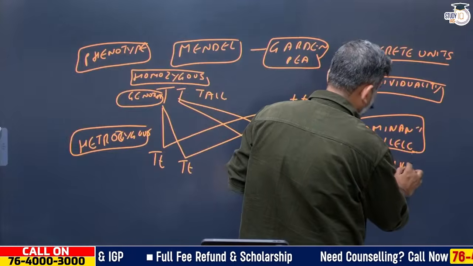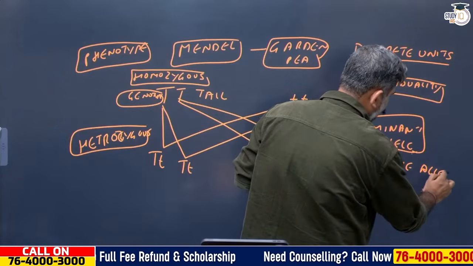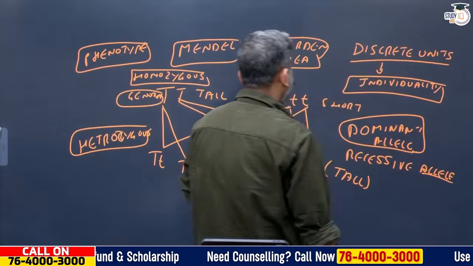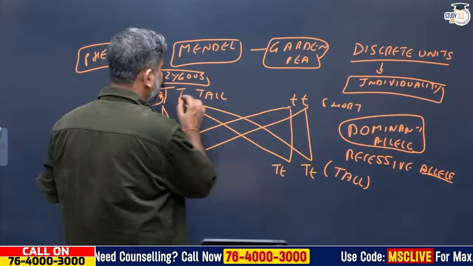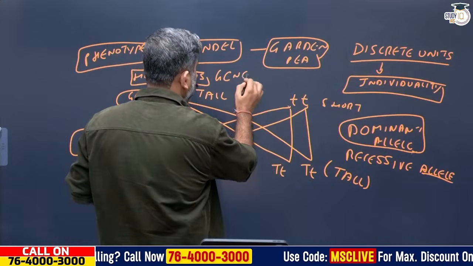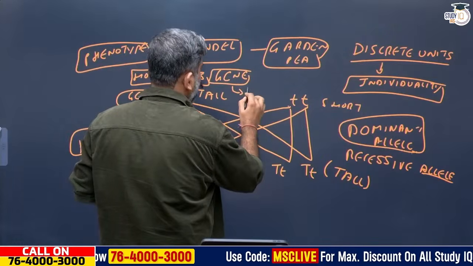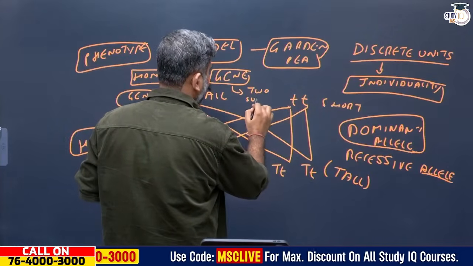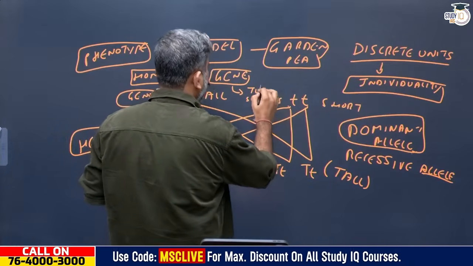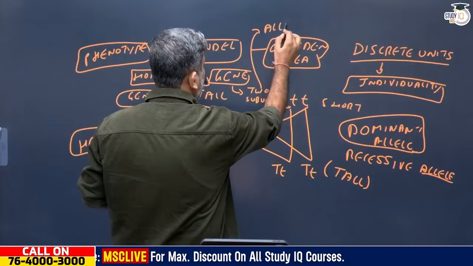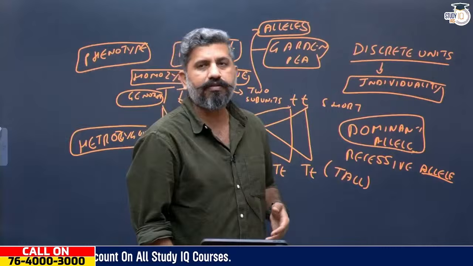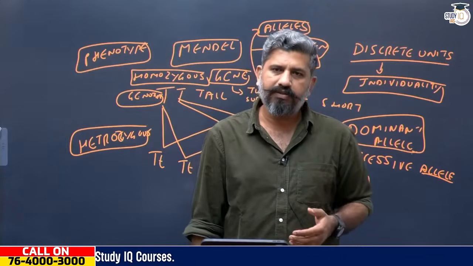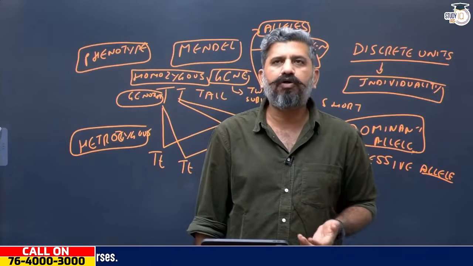We call it the recessive allele, right? So this combination was later highlighted by the discoveries as what? A gene which has two subunits, and these two subunits were termed as what? The alleles. Alleles can be of two types. One is dominant, another one is recessive. And we know which one is dominant, which one is recessive.